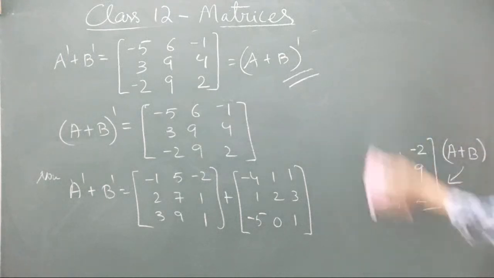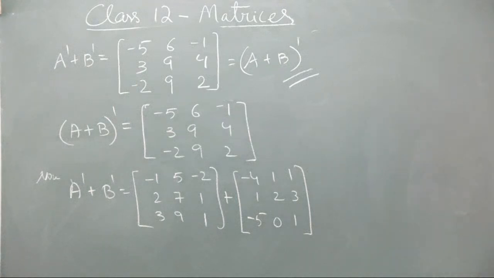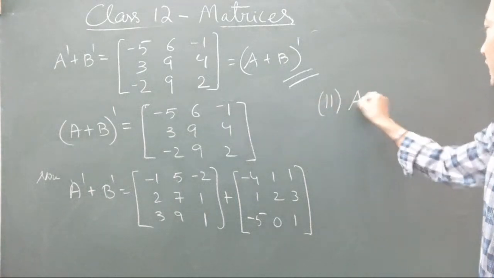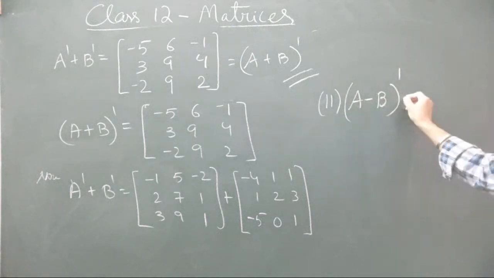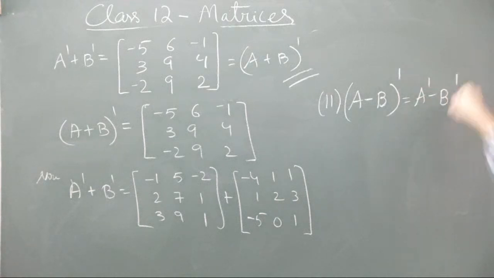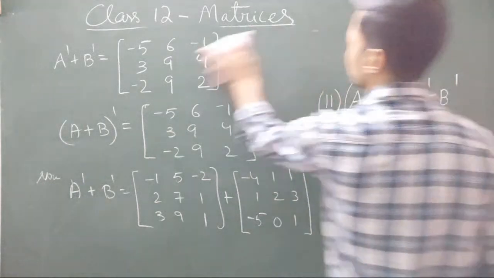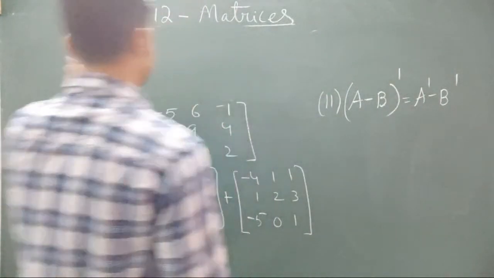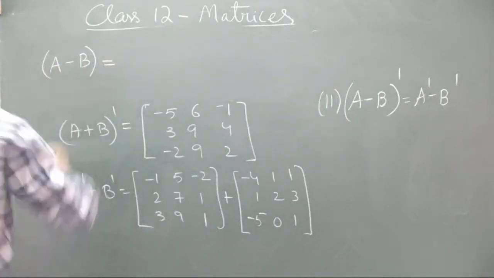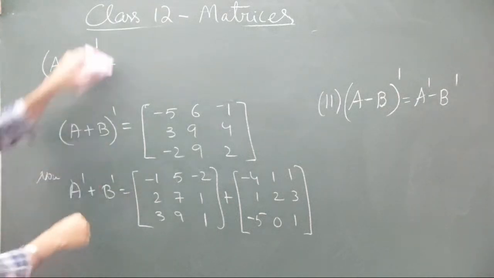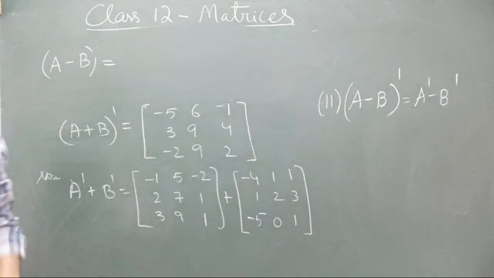Keep this also. The second verification is A minus B transpose will be A transpose minus B transpose. Second question. So I'm going to find out A minus B first. Let's not confuse too many steps. A minus B.